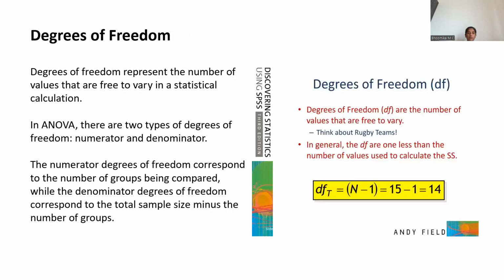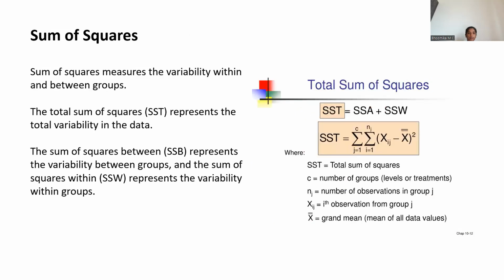Degrees of freedom. Degrees of freedom represent the number of values that are free to vary in statistical calculations. In ANOVA, there are two types of degrees of freedom: numerator and denominator. The numerator degrees of freedom correspond to the number of groups being compared, while the denominator degrees of freedom correspond to the total sample size minus the number of groups.